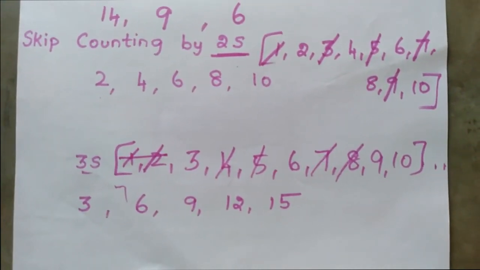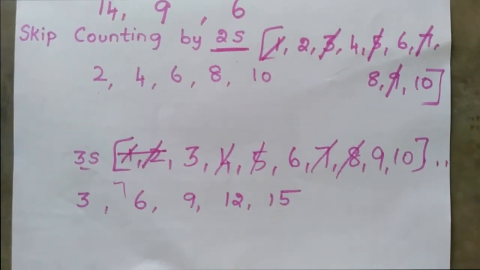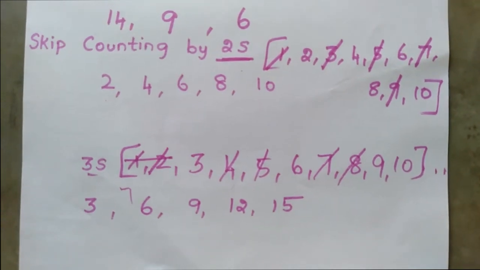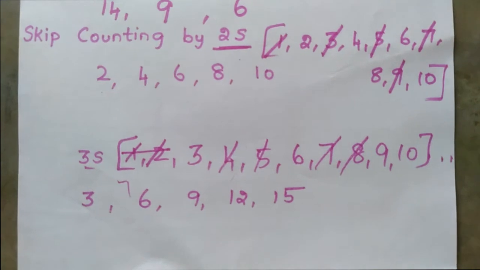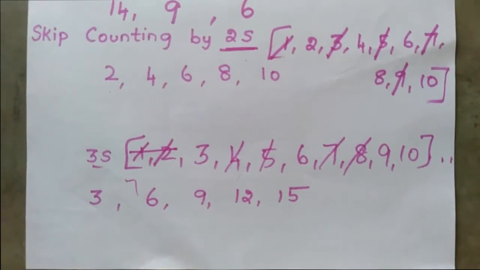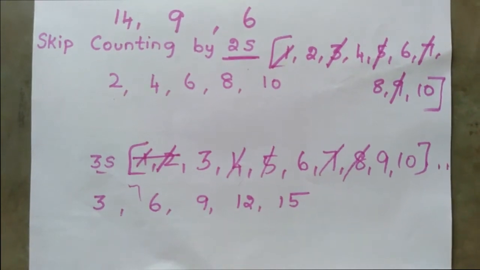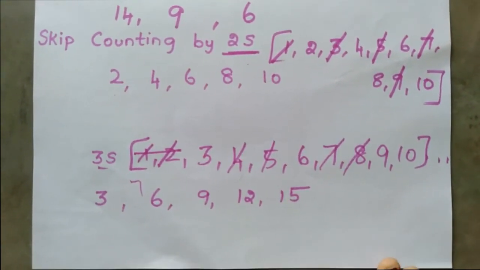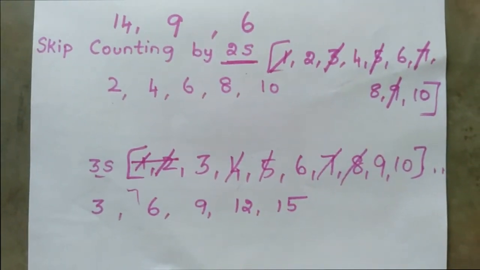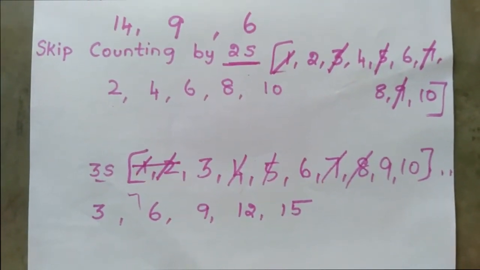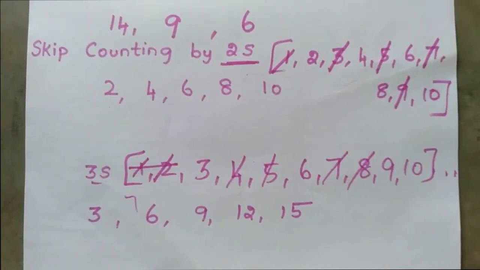Okay, ma? Understood? So today we studied symbols, right? Greater than, less than, equal to. Then ascending order and descending order. Ascending order means smallest number to biggest number. Descending order means biggest number to smallest number. Then we studied skip counting by 2s and 3s, right? So again and again you have to write the sums and write the answers also.